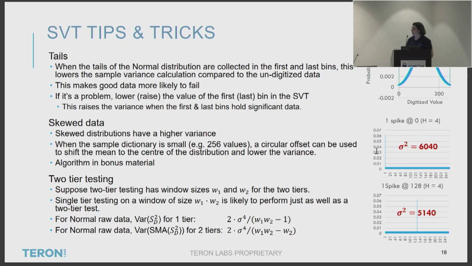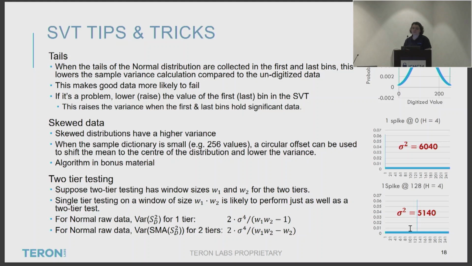Skewed data has a larger variance than unskewed data. So in the bonus slides, there is an algorithm to do a circular shift of the data to shift these right-hand values round to the left and get this spike in the middle so that your variance is lower, so that then the sample variance test has a better chance of detecting a drop in entropy. And a quick note about two-tier testing for sample variance.